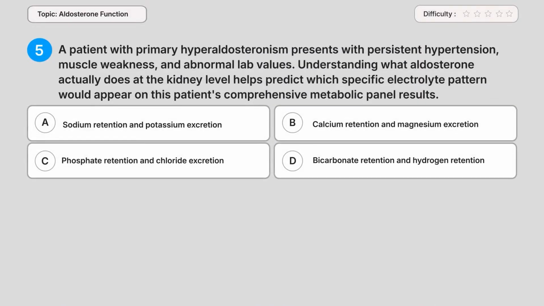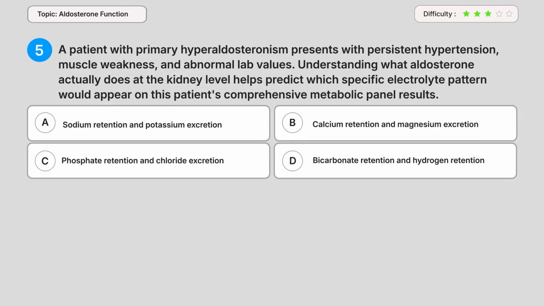Question 5. A patient with primary hyperaldosteronism presents with persistent hypertension, muscle weakness, and abnormal lab values. Understanding what aldosterone actually does at the kidney level helps predict which specific electrolyte pattern would appear on this patient's comprehensive metabolic panel results.